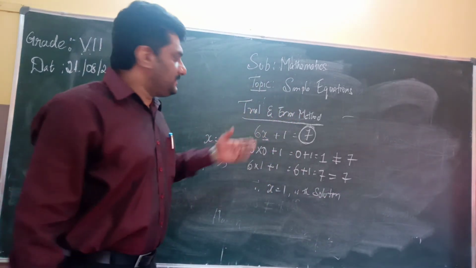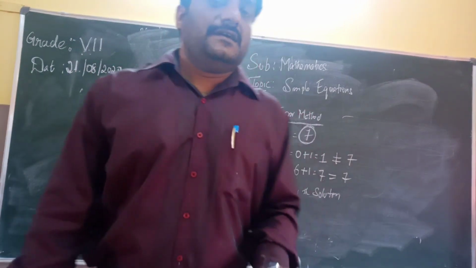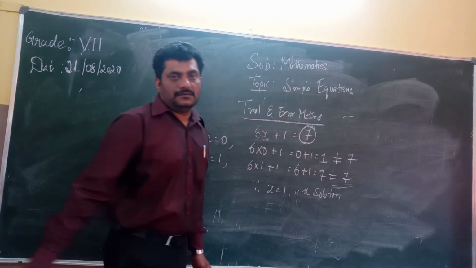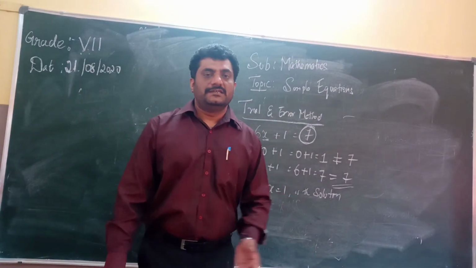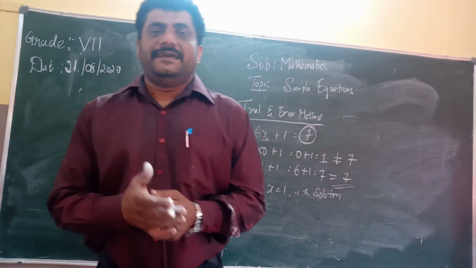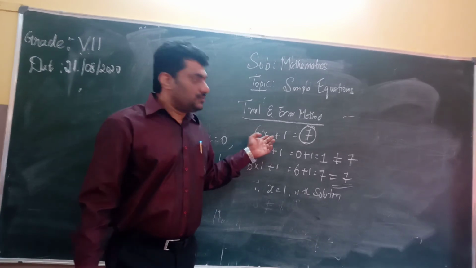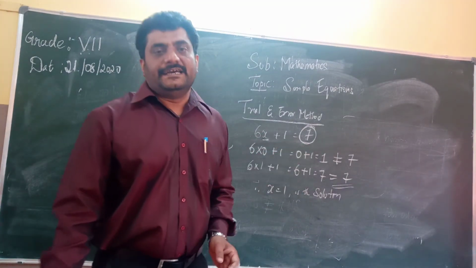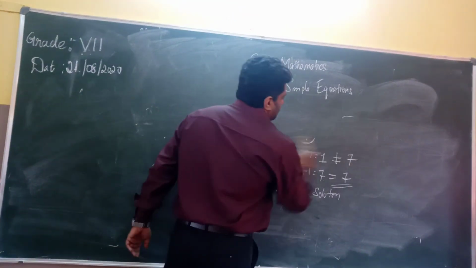The trial and error method is nothing but you are just giving values, whichever values you want you can keep. And when you give the values, if and only if you get the answer, then that will be the solution. So what is the trial and error method? You are giving any values to the variable just to check whether we get the answer of the right hand side. Now let's do a problem.